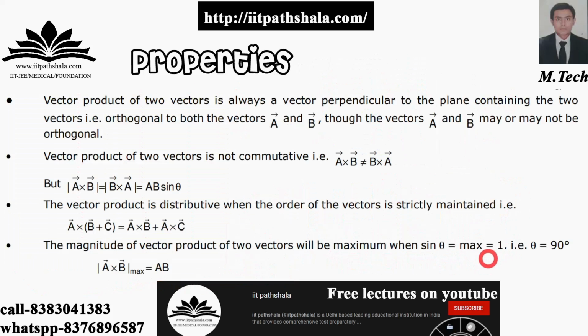Now let us discuss the property of a cross product, that the vector product of two vectors is always a vector which is perpendicular to both of them. So you have a vector as follows, b vector as follows, and the resultant vector of the cross product will be as follows.